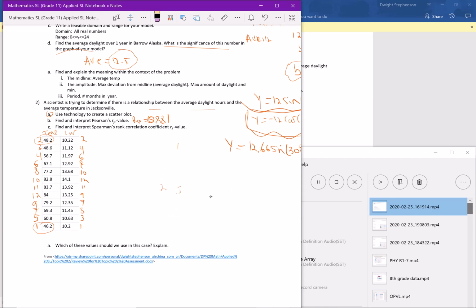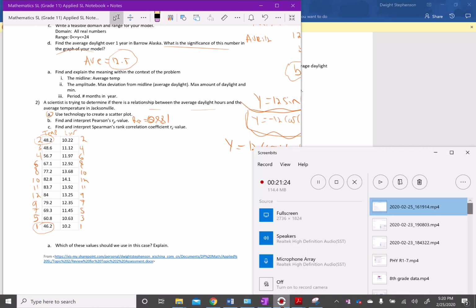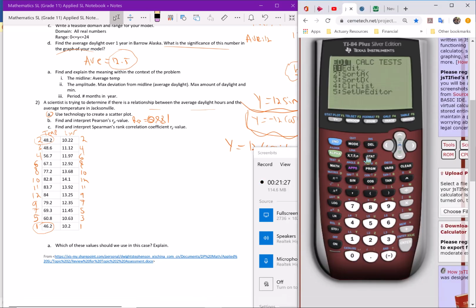Again, part of the reason I'm putting this in here is so you can practice using Pearson's, because you need to know how to do that. And so in my calculator, I'm going to go to my lists. I'm going to put in the list exactly as they appear here: 2, 3, 4, 6, 8, 10, 11, 12, 9, 7, 5, 1. And then I'm going to go to my list 4 and put it in exactly as it appears.